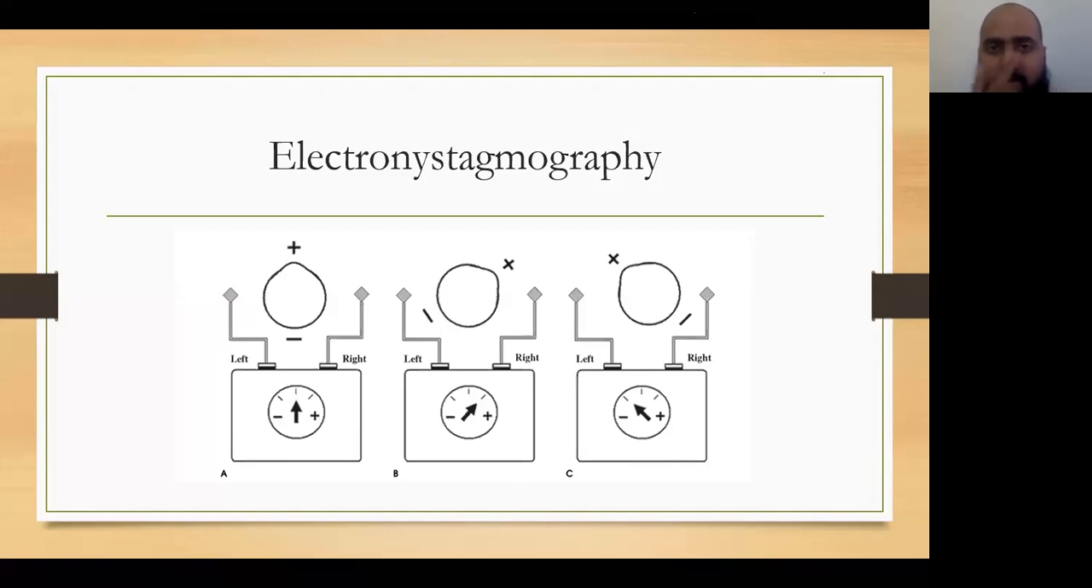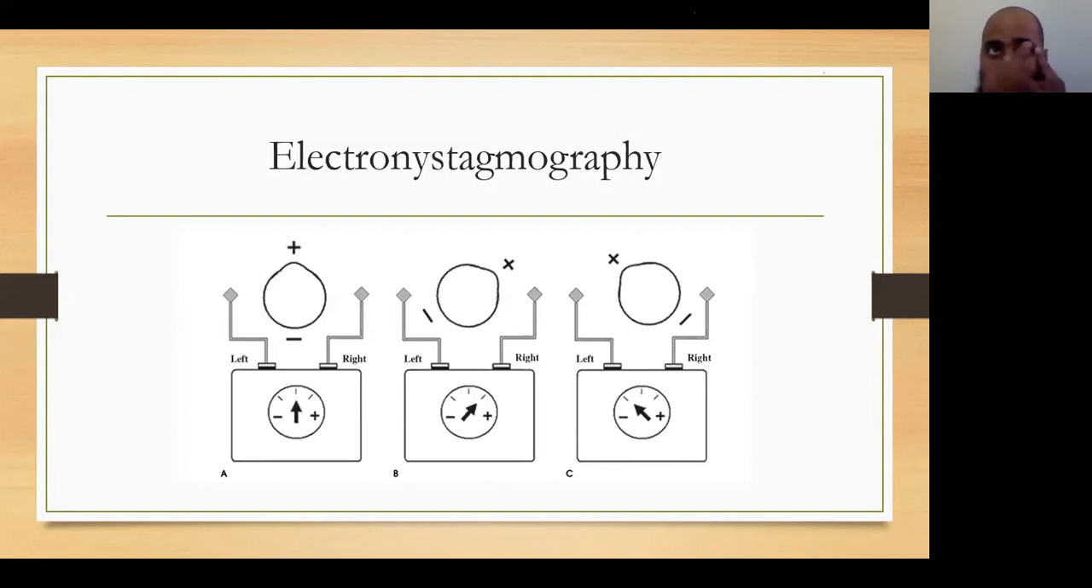This is my active electrode, and I have turned my eye towards this. Compared to the reference electrode, the active electrode has positive charge, so I will have a positive deflection. Then I am turning towards this side. Compared to the negative electrode, the active electrode is having less charge. Why? The positive is towards this electrode, and the negative side of my eye is towards the active electrode.